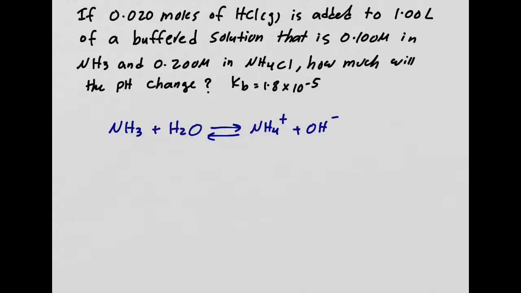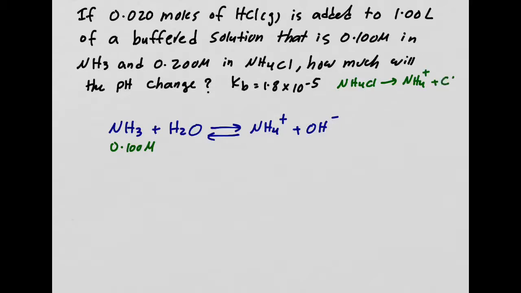Now, is this a buffer problem? This is a buffer problem because, why is it a buffer problem? So I have 0.100 molar of ammonia. Now, if I only had the ammonia, this would not be a buffer problem because the percent hydrolysis to form ammonium is not much. But this is a common ion problem. I also have some ammonium chloride in the solution. And remember, if I have ammonium chloride in water, it has 100% dissociation.